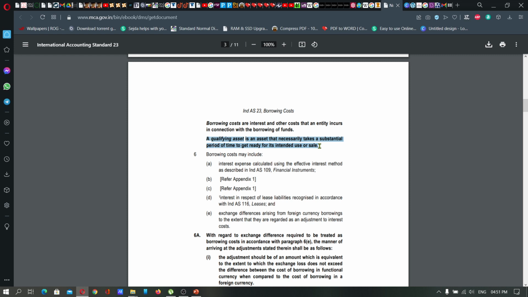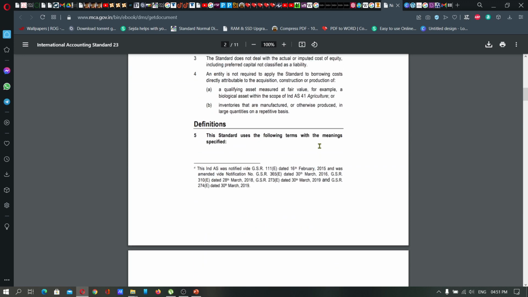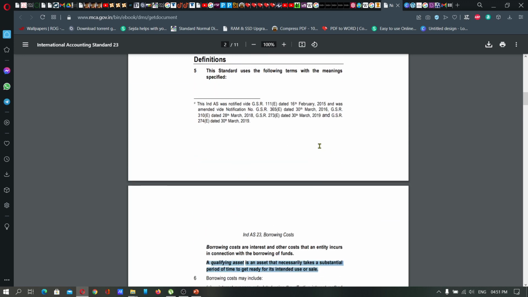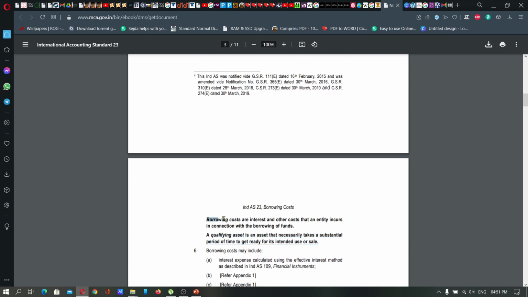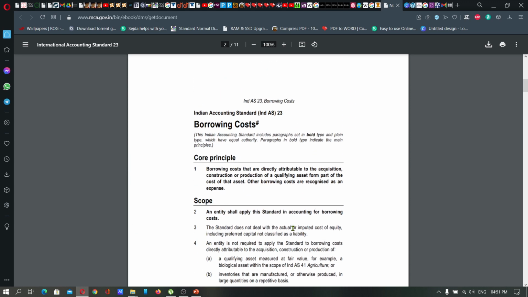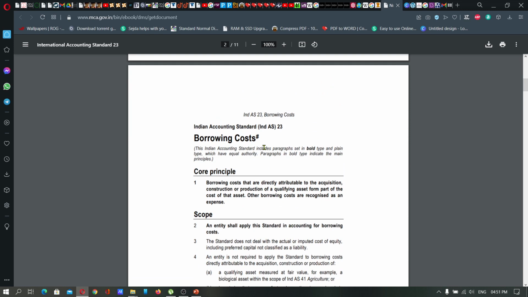That is known as a qualifying asset. So any transactions with regard to a qualifying asset is known as borrowing cost, and the borrowing costs are interest and other costs that an entity incurs in connection with the borrowing of funds for that particular asset. That is known as borrowing cost. Any transactions with regard to borrowing cost is specified in Ind AS 23, and the company or corporate concerns complying with Ind AS standards have to follow Ind AS 23 for dealing with transactions relating to borrowing cost.